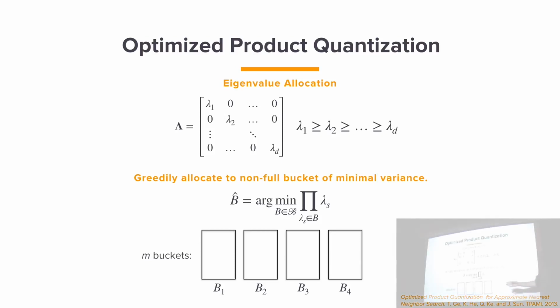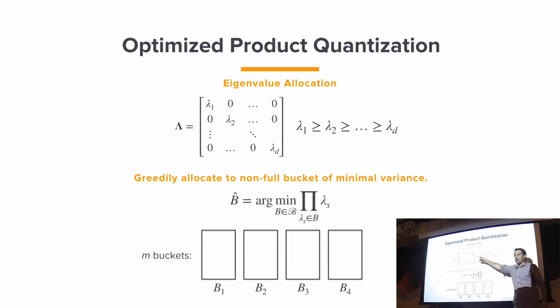Right? So they said, okay, first we'll sort them. This guy's bigger, the biggest eigenvalue. He has the most variance. What I'm going to do is make m buckets, because that's how many subdivisions I'm going to do. And I'm going to try to sort these in a way that every bucket has roughly the same variance, right? So I pick the bucket b hat with the smallest current variance, and then throw the next eigenvalue in it.